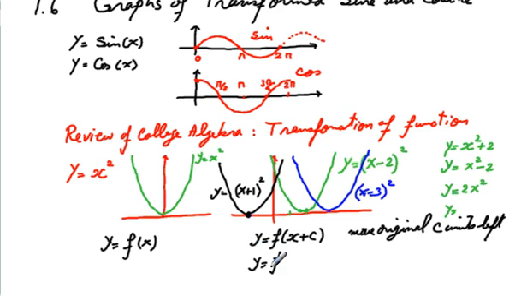If you have f of x minus c, you take the original, whatever you had originally here, and move the original c units to the right.